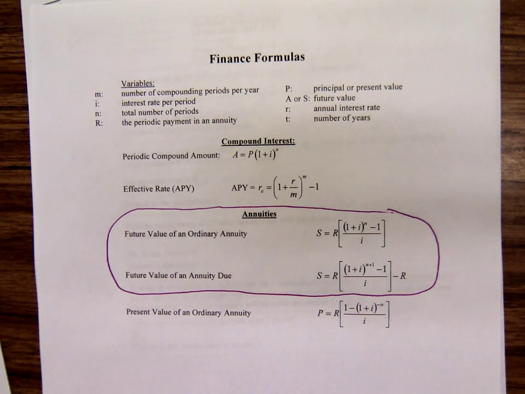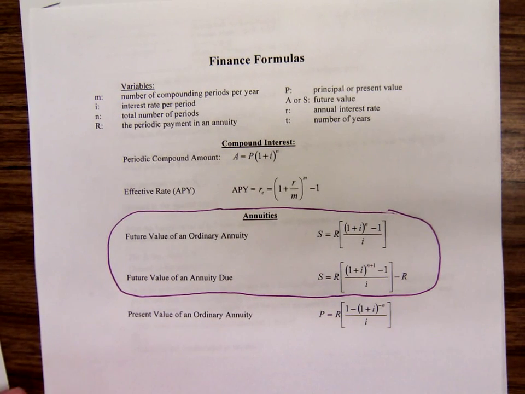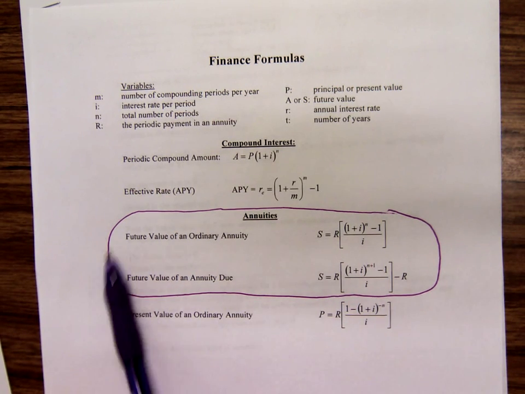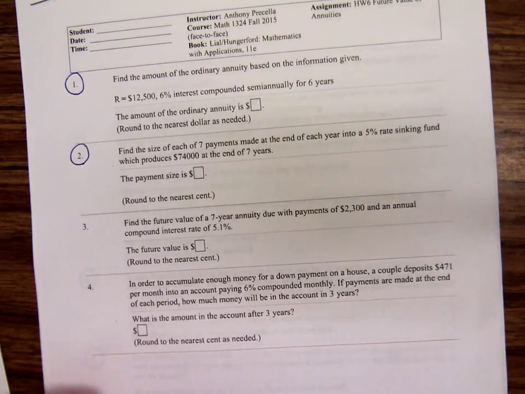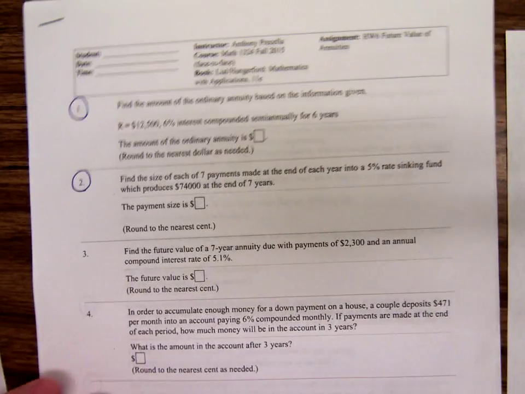This is Mr. Precella working with my business math class, discussing the future value of ordinary annuities and the future value of annuity dues. I've already defined what we mean by annuity. I've stated the formulas for calculating the future value of annuities. Now I want to do some homework problems.